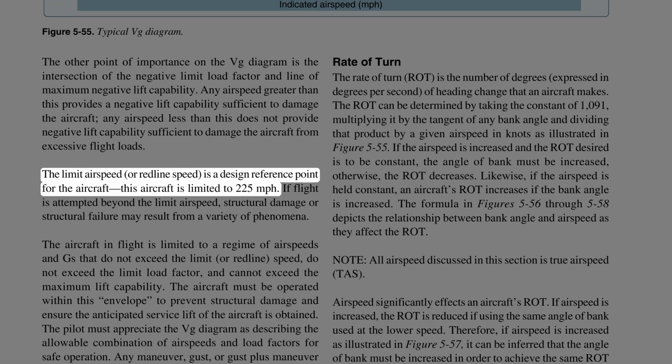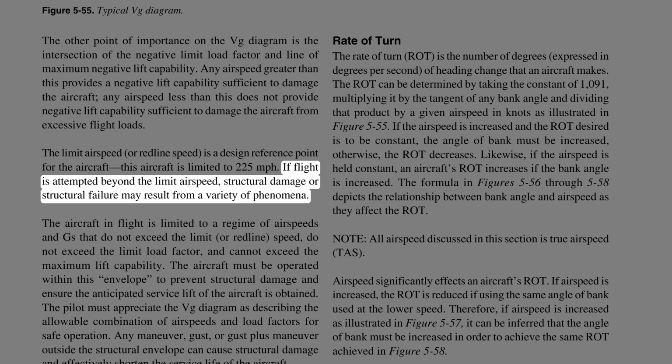The limit airspeed, or redline speed, is a design reference point for the aircraft. This aircraft is limited to 225 miles per hour. If flight is attempted beyond the limit airspeed, structural damage or structural failure may result from a variety of phenomena.